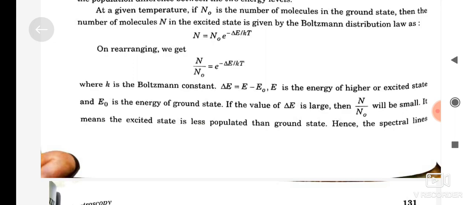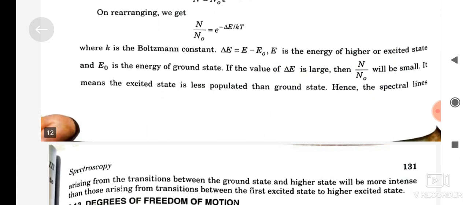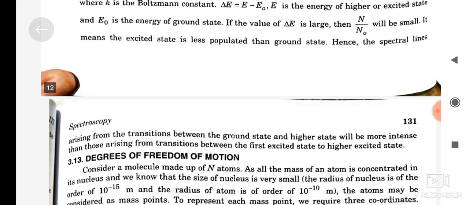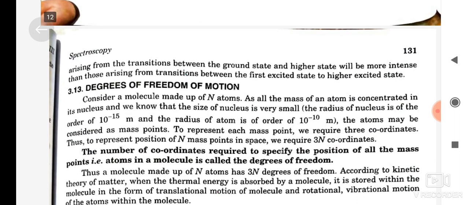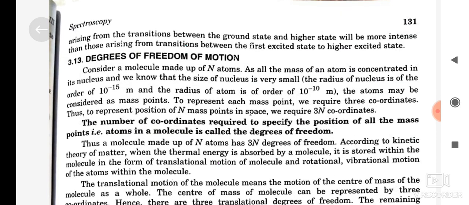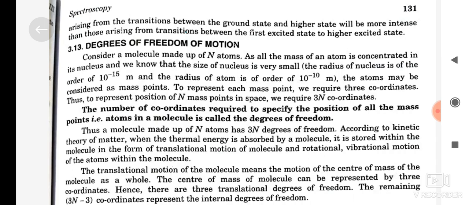If the value of ΔE is large, then N/N₀ will be small. It means the excited state is less populated than the ground state, and hence the spectral line arising from the transition between the ground state and the higher state will be more intense than those arising from the transition between the first excited state and the higher excited state.